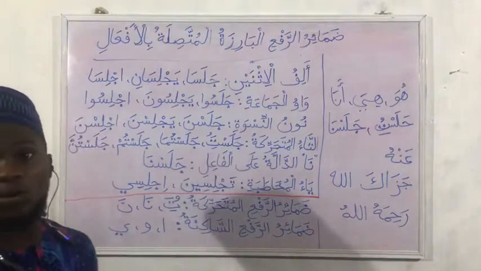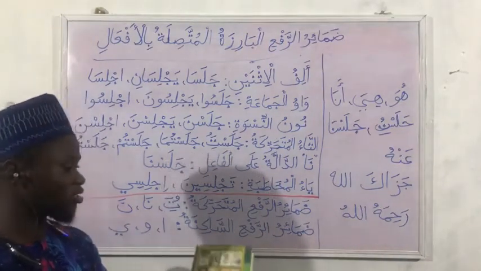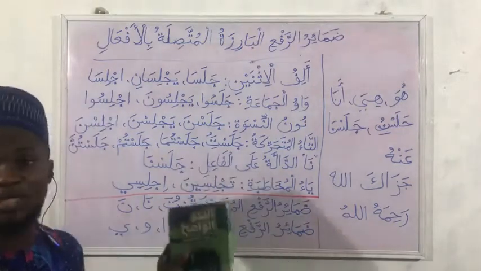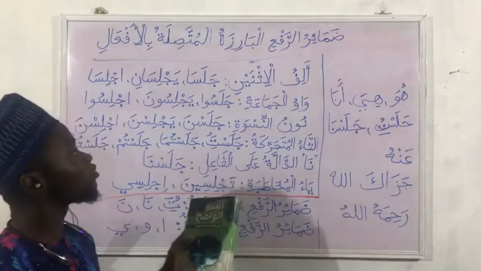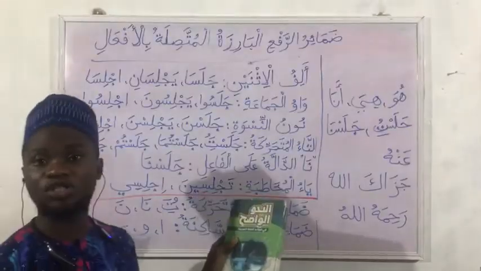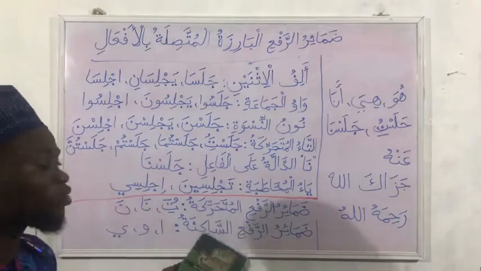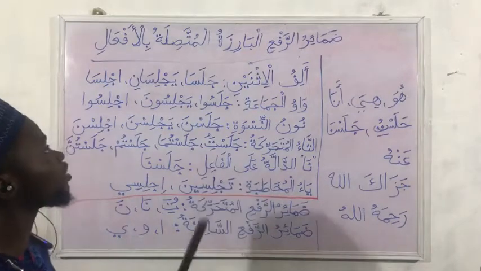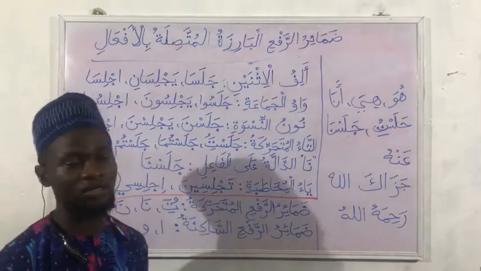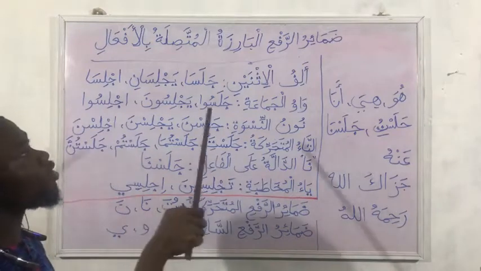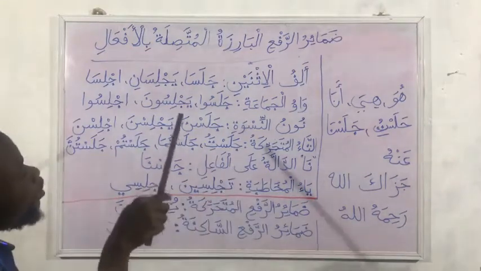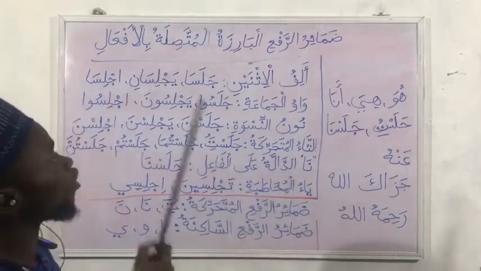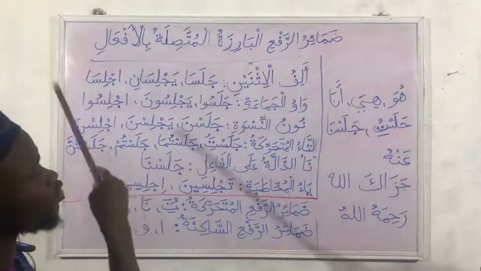This is Nahw Class 113, and this is the part where we are using our reference book Nahw al-Wadi, al-Juzu' ath-Thalith, the third part of Nahw al-Wadi. So you can follow us with the hard copy of your book or download the soft copy from our Telegram page. The topic of this lesson is ضمائر الرفع البارزة المتصلة بالأفعال. Pronouns, clear pronouns of Raf'u that are attached to verbs. Clear pronouns of Raf'u or apparent pronouns of Raf'u that are attached to verbs.